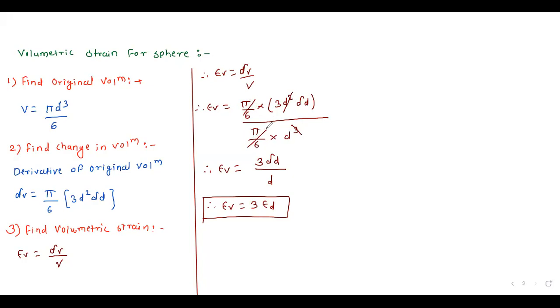So this pi by 6 and pi by 6 get cancelled. In the numerator d square is there, and in the denominator d cube. So d square and d square get cancelled, and at the denominator 1 d is remaining. So del d upon d, that is epsilon d. So 3 into epsilon d, and this is the final formula: epsilon v is equal to 3 into epsilon d.